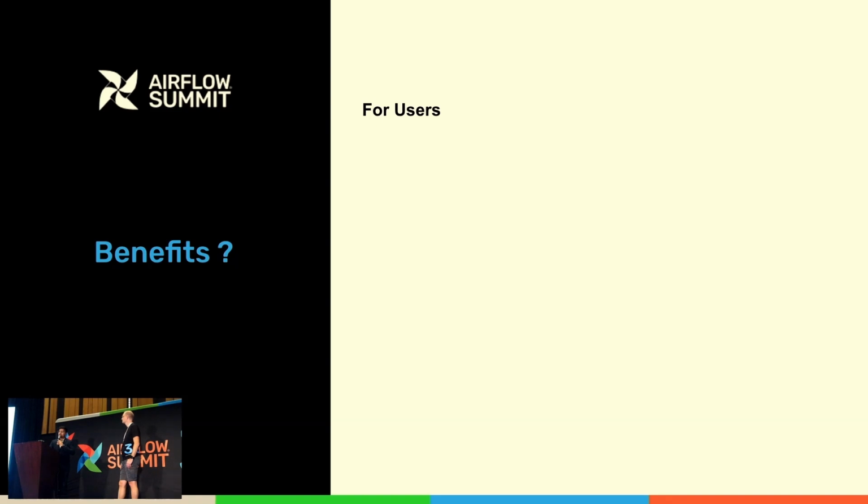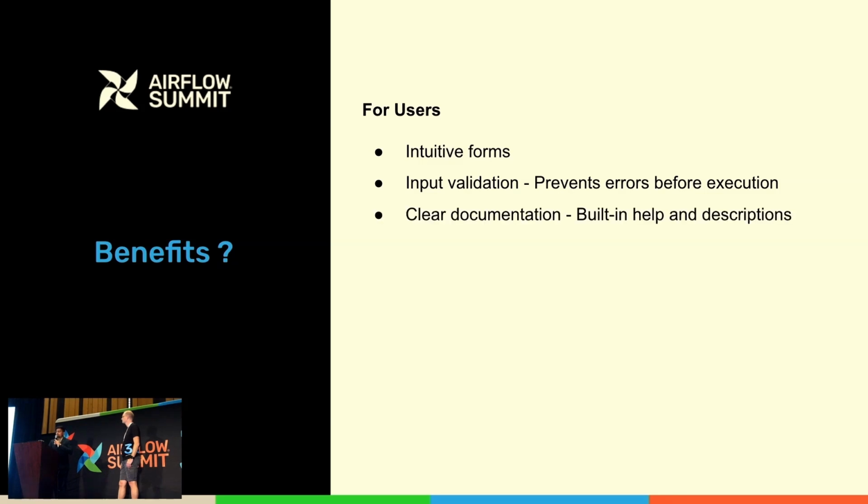There are two segments of the benefits. One is on the user side, one is on the developer experience side, right? Starting with the user side, what are the benefits? Of course, the intuitive form is one of the good benefits. You have input validations, which prevents errors before execution. You can also give proper documentation about what you're expecting in that particular field, or what you want the users to tap into.